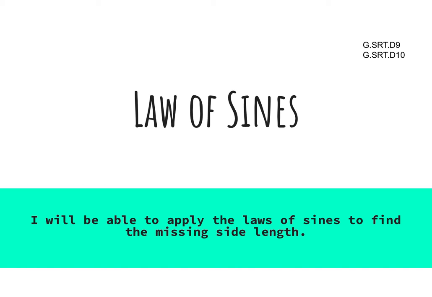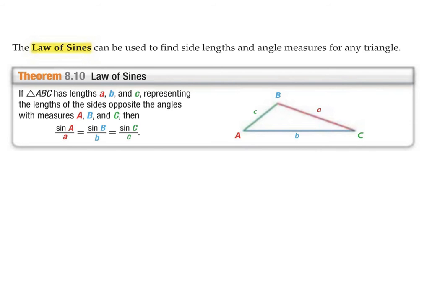Law of sines. After watching this video, I will be able to apply the law of sines to find the missing side length. So the law of sines is another type of theorem that we can use to find missing information of a triangle. What makes this different is that we can use the law of sines for any triangle. It does not have to be a right triangle.